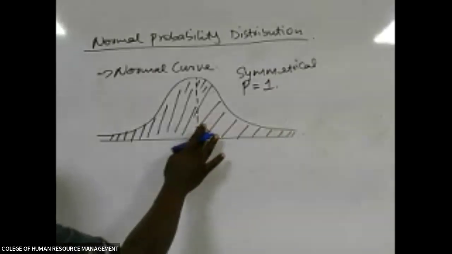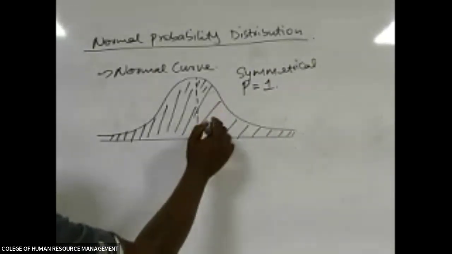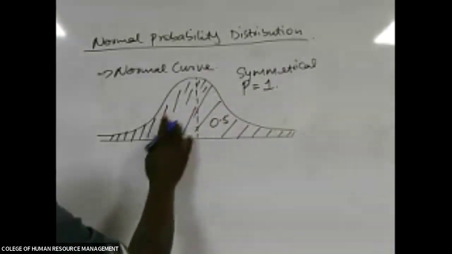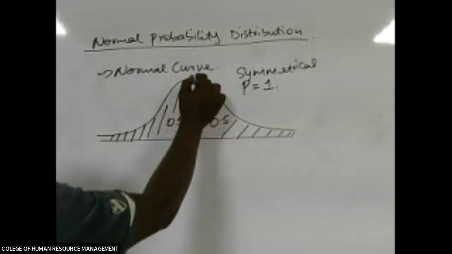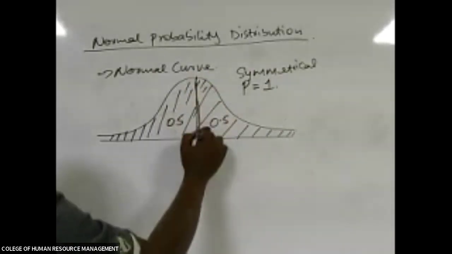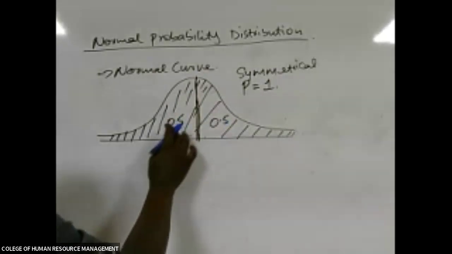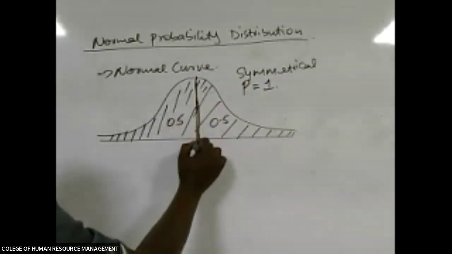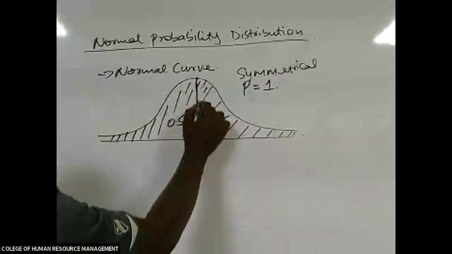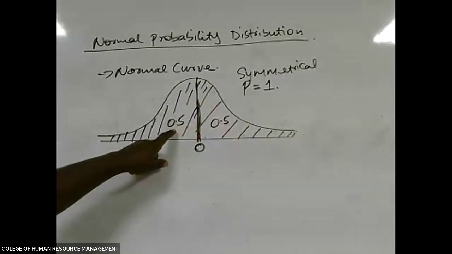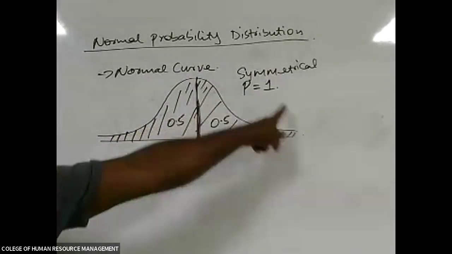So meaning that if it is 1 and this one is a normal curve, then this side will have 0.5. This side will also have 0.5 from the center here. The mean is normally 0 here. There we have a 0, the center. So that if you add 0.5 plus 0.5, you get 1.